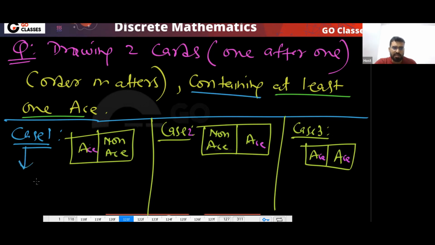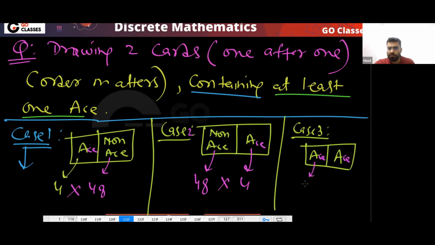Now tell me what is the answer for case one. The first card should be ace, so four choices for ace. Then how many choices for non-ace? 48 choices for non-ace. Similarly here, there are 48 choices for non-ace and four choices for ace. And here we have four choices for this, three choices for this. So your answer will be the summation of these. So this is your method number 2. Is this clear to everyone? So you can do it like this also.